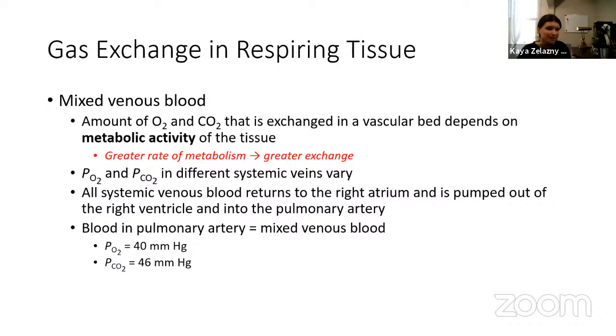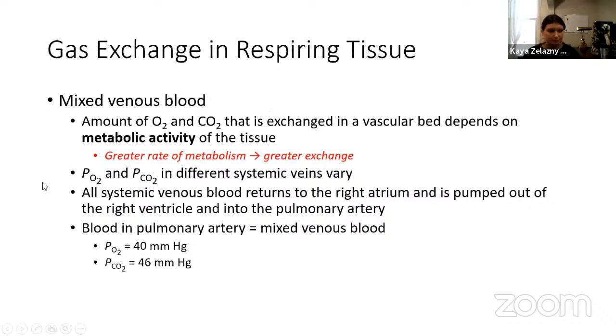So if you're out in some kind of local area and it's not a bunch of mixed blood, you would expect to see slightly different numbers. So when we say mixed venous blood, it's an average, and it's basically measuring that blood coming back to the heart after we've kind of averaged together the activity of all the tissues.